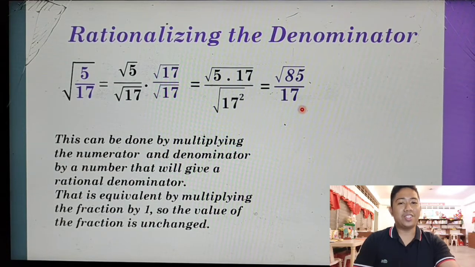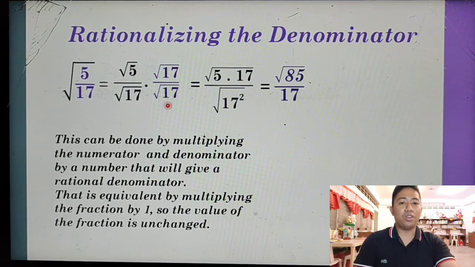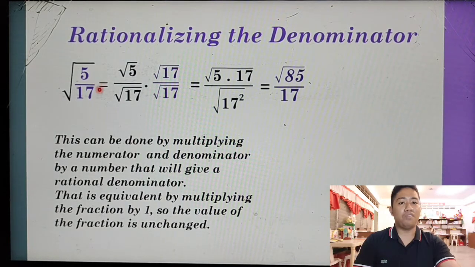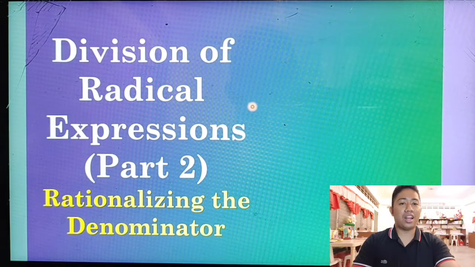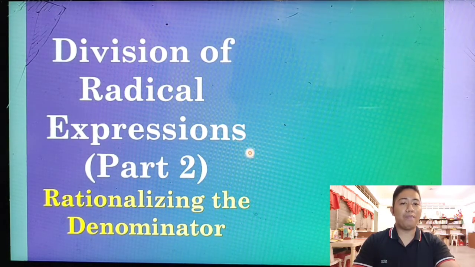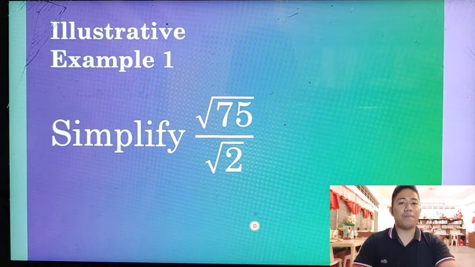So my dear learners, now you know how we're going to rationalize the denominator. So instead of simplifying the quotient of two numbers inside the radicand with their non-terminating decimal, we use rationalizing the denominator. So my dear learners, this is part 2 of the division of radical expressions. So in order to learn something more about rationalizing the denominator, let us discuss some illustrative examples. So let us begin with illustrative example number 1.